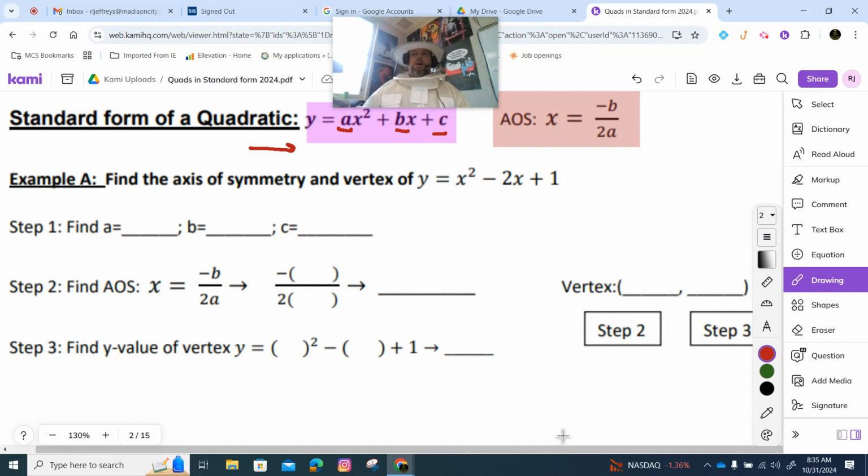Now, what is A for this one right here? What is this number in front of x squared? 1. What is B? -2. Very good. And what is C? 1. Okay.